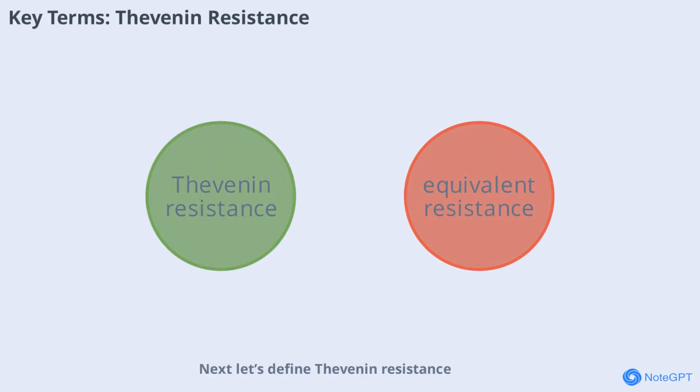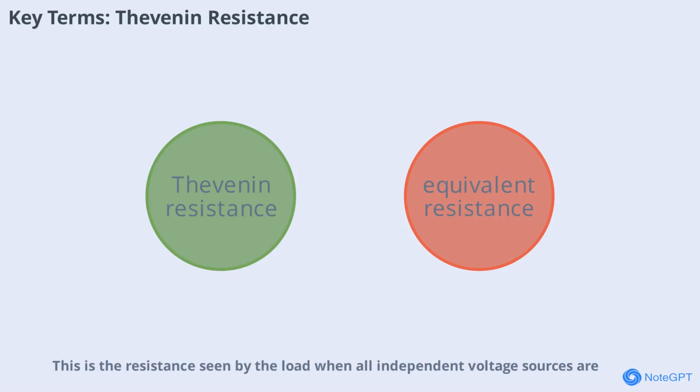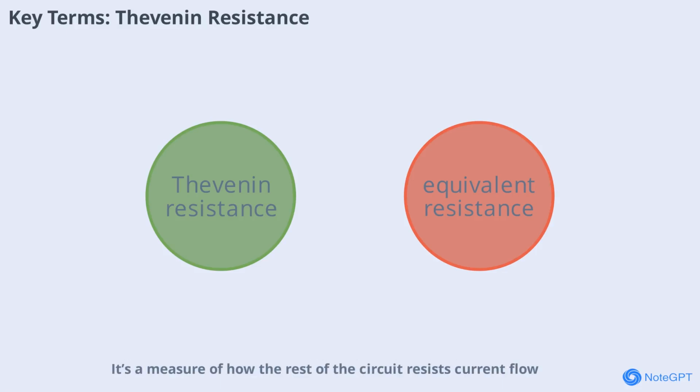Next, let's define the Thevenin resistance. This is the resistance seen by the load when all independent voltage sources are replaced by short circuits and all independent current sources are replaced by open circuits. You calculate this by looking back into the circuit from the open terminals. The Thevenin resistance is important because it determines how much current will flow for a given load. It's a measure of how the rest of the circuit resists current flow, and it's essential for accurate circuit analysis.